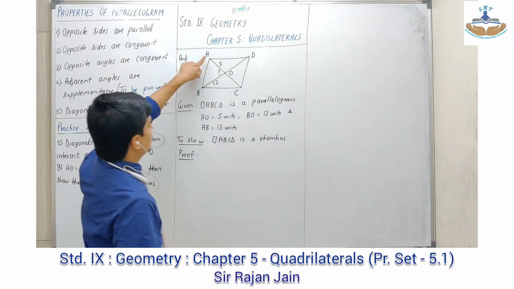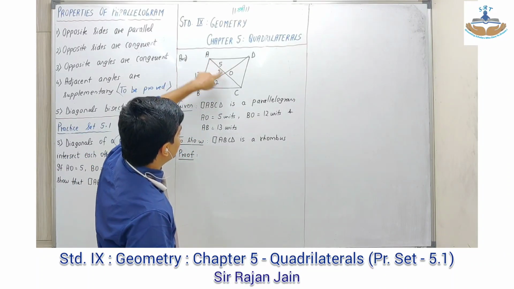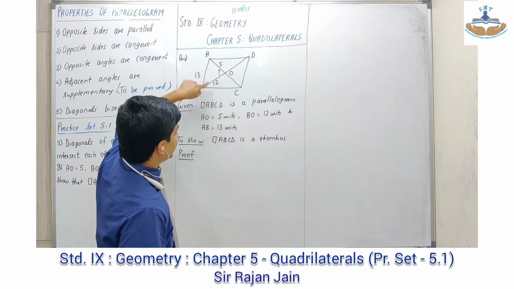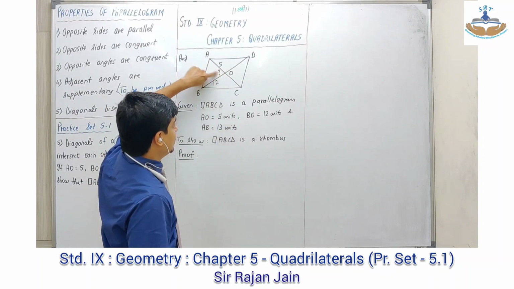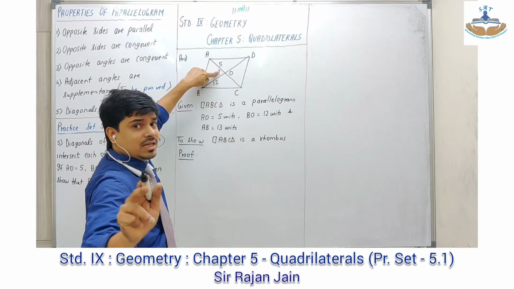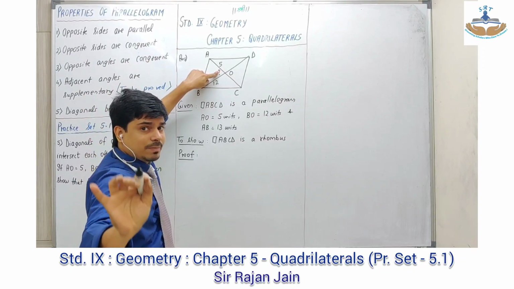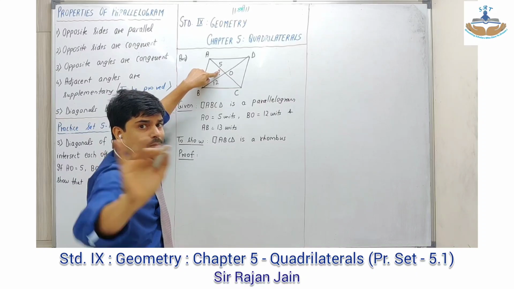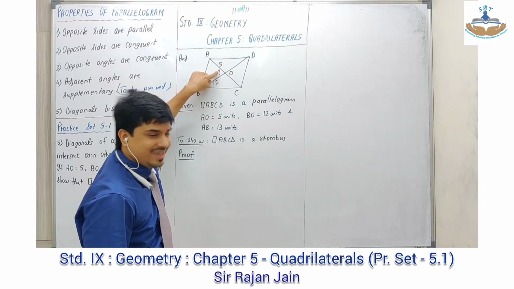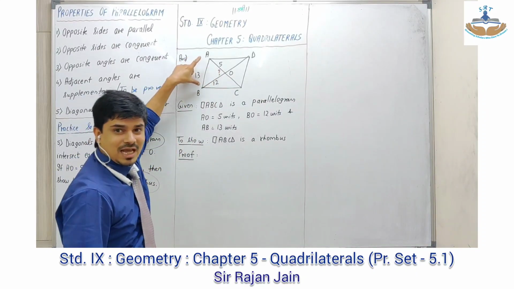So what I'll try to prove, that this triangle is a right angle triangle. If I prove this triangle is a right angle triangle, I'll get a right angle over here. If I get a right angle over here, I'll say that diagonals of parallelogram are perpendicular to each other. If the diagonals of parallelogram are perpendicular to each other, you can say that it is a rhombus. समझा? Okay.